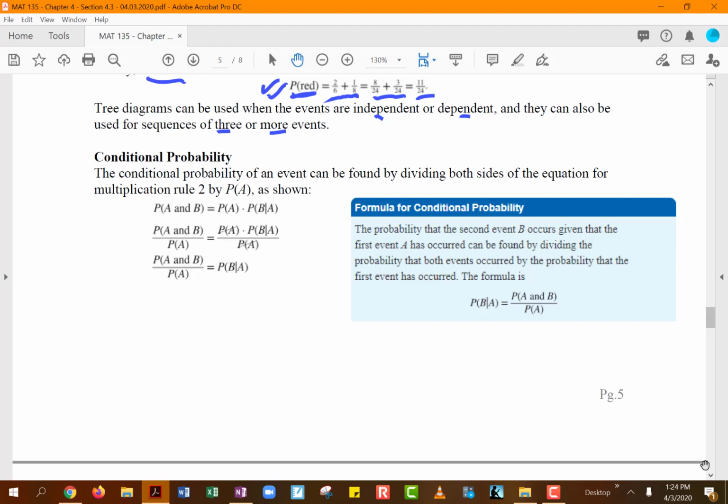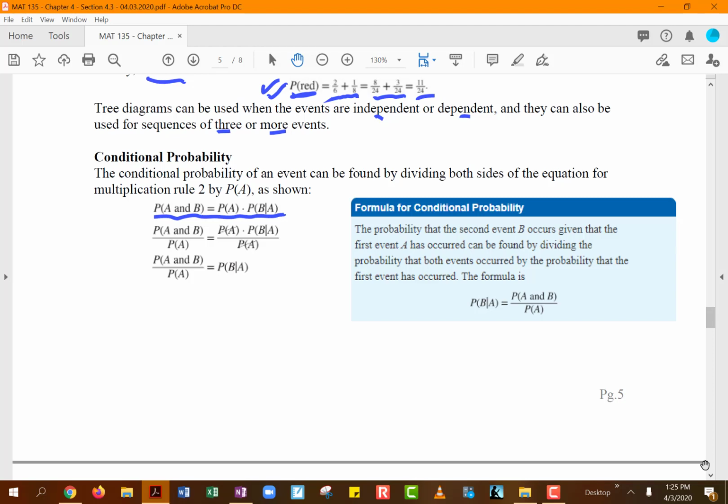Alrighty, so that brings us to our discussion of conditional probability. How do you find those conditional probabilities in the event they're not given to us? You rewrite your multiplication rule 2 formula to come up with the conditional probability formula. This is your multiplication rule 2 formula, where the probability of A and B is equal to the probability of A, our first event, multiplied by the conditional probability, which is event B occurs given that event A has already occurred. So that's your conditional probability.